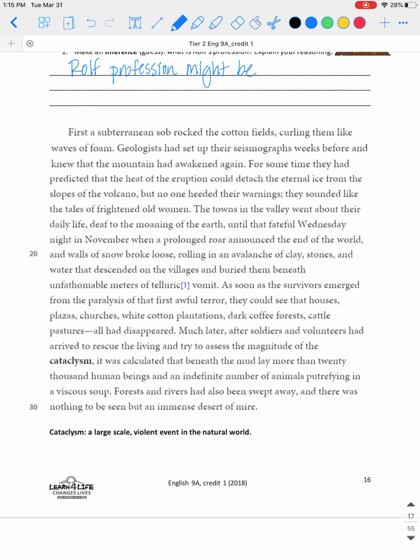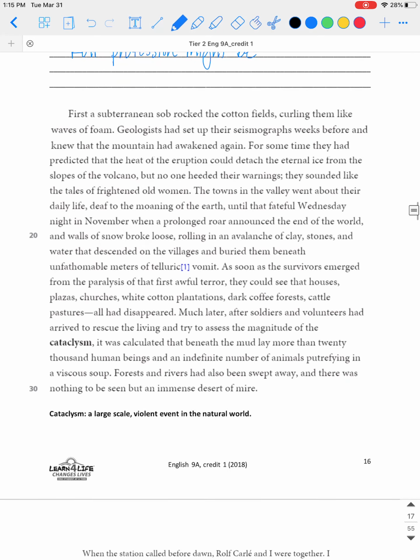As soon as the survivors emerged from the paralysis of that first awful terror, they could see that houses, plazas, churches, white cotton plantations, dark coffee forests, cattle pastures, all had disappeared. Much later, after soldiers and volunteers had arrived to rescue the living and trying to assess the magnitude of the cataclysm, it was calculated that beneath the mud lay more than 20,000 human beings and an indefinite number of animals petrifying in the vicious soup.